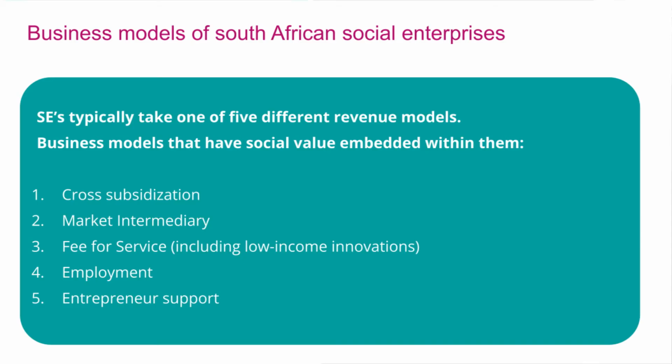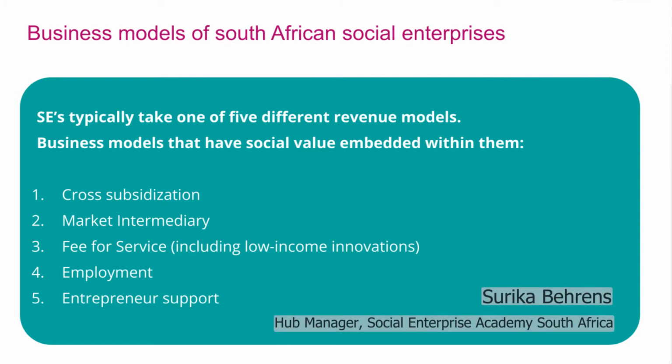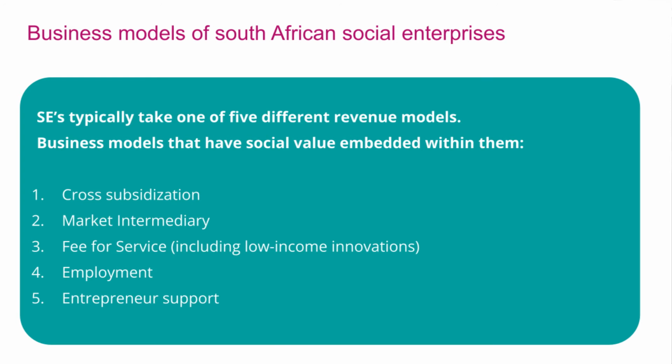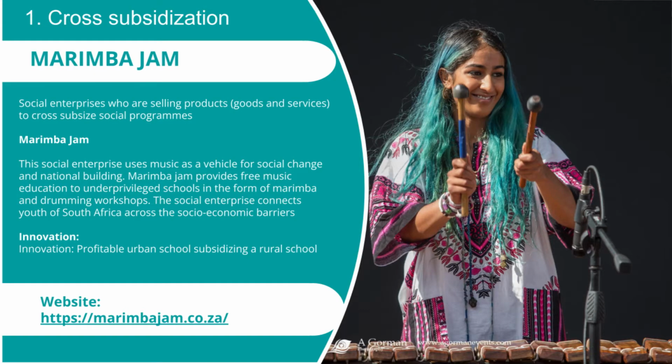So I'm going to quickly discuss 5 revenue models in South Africa, and I'm trying to make this presentation as practical as possible for you, to just have practical examples of incredible people and social entrepreneurs on the ground in South Africa. So first of all, I'm just going to run through the cross-subsidization model. And I've used an example of an excellent social enterprise on the ground that really gives an amazing overview of this model. So a cross-subsidization revenue model is social enterprises that are selling goods and services to subsidize other social programs. So first of all, Marimba is a really great example of this, Marimba Jam.